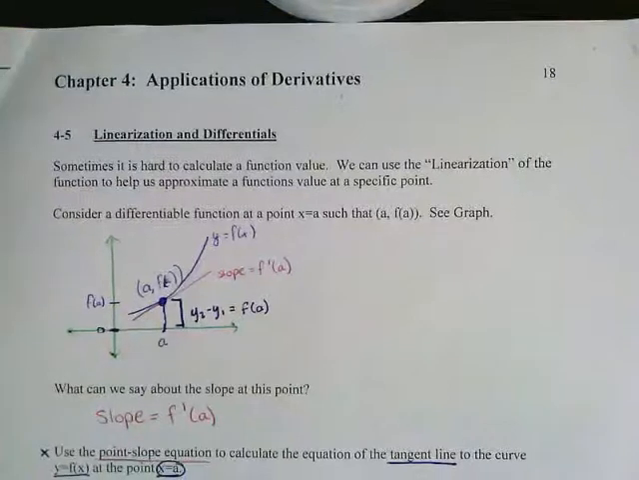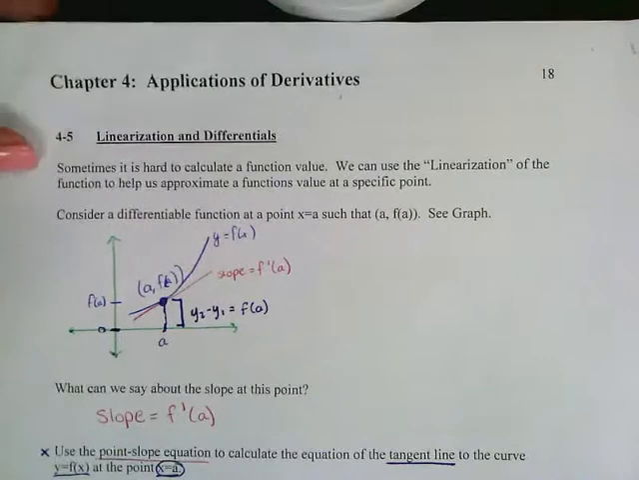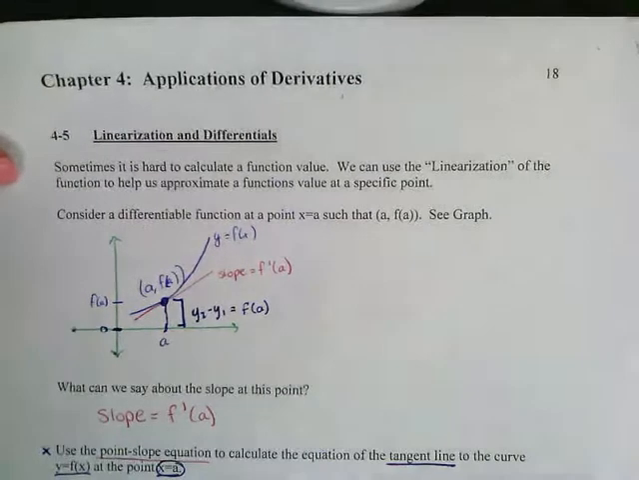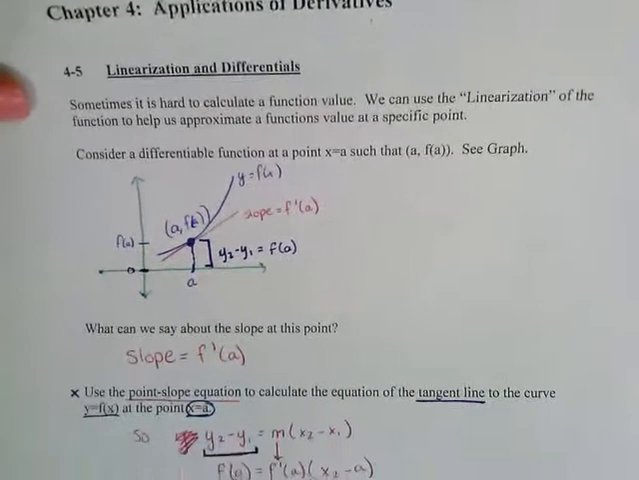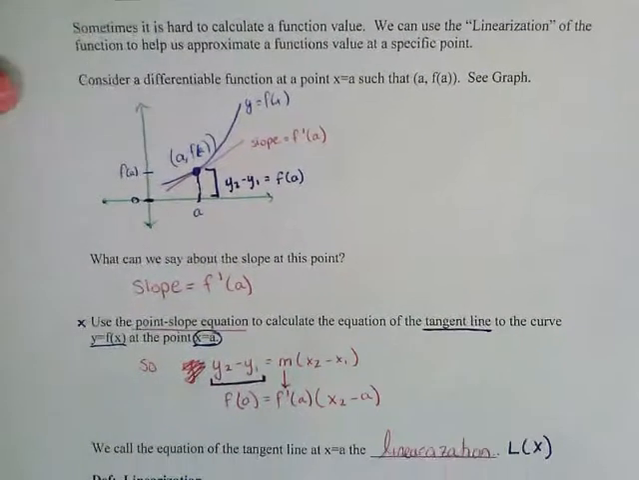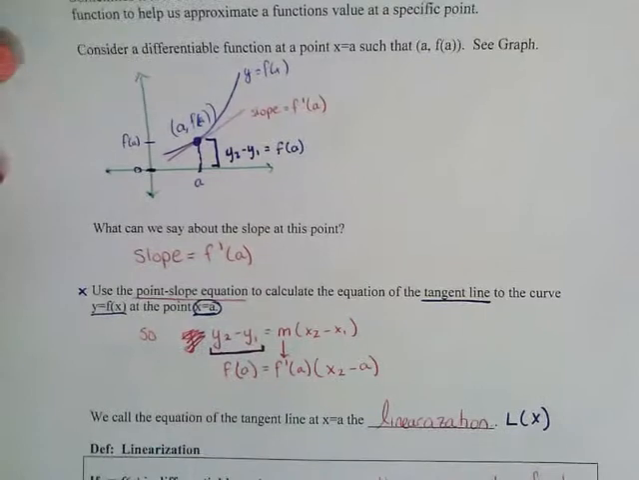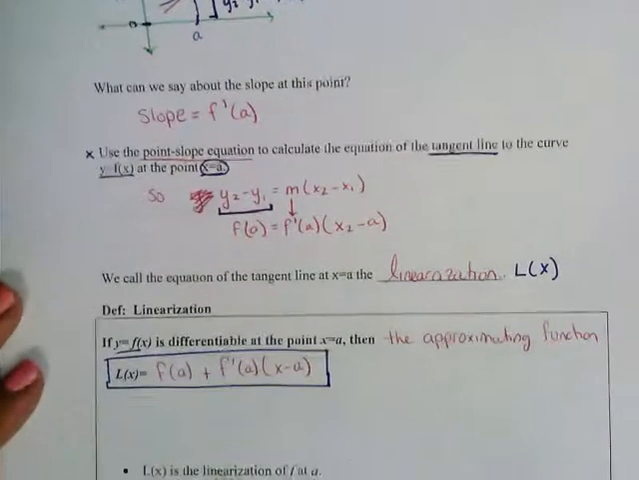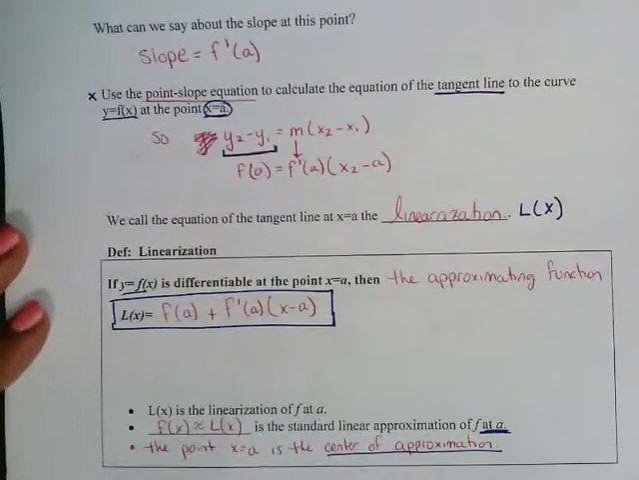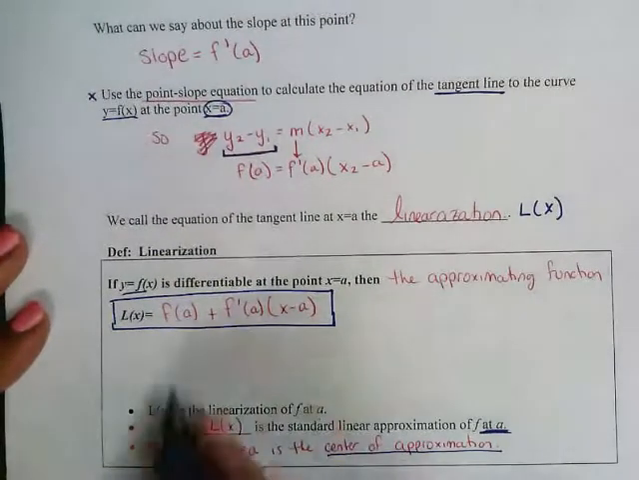All right, so for those of you who missed today's notes, I'm not going to explain this part because I already did in the notes, but you at least have it to write it down. So here are the notes that we did. We talked about linearization and how it's basically the same exact thing as finding the equation of the tangent line, just a different way.